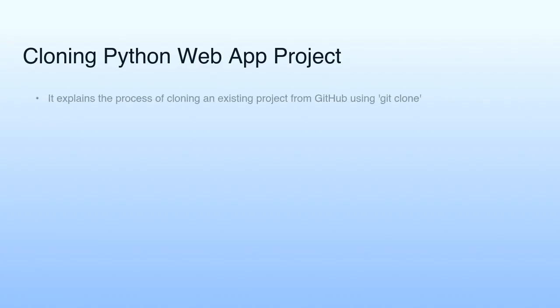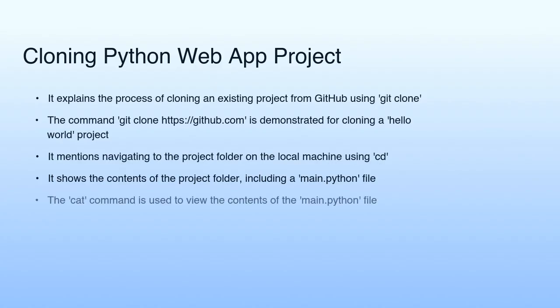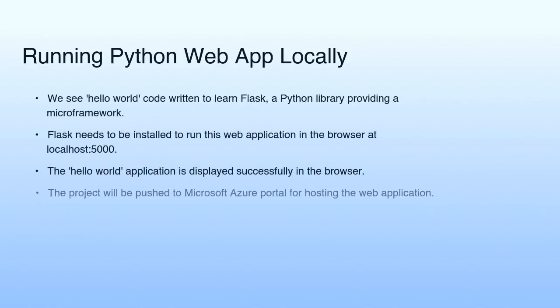We will start by cloning an existing Hello World project from GitHub using the git clone command. After navigating to the project folder, we can view the contents, including the main.python file containing the code. The Hello World code is written using Flask, a Python library that provides a microframework. To run this web application locally, we need to install Flask and access it through localhost 5000.